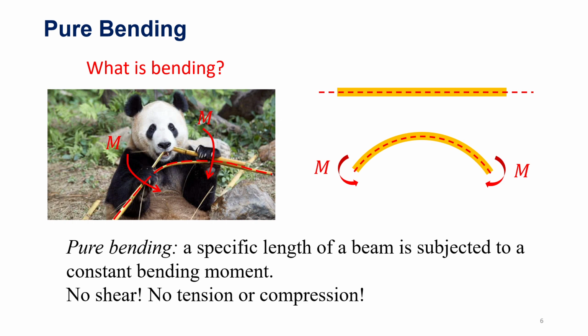So what is pure bending? Pure bending means that a specific length of the beam is subjected to a constant bending moment. But note that there is no shear, no tension or compression in the beam. If there is any shear, tension, or compression, it is not called pure bending or simple bending.